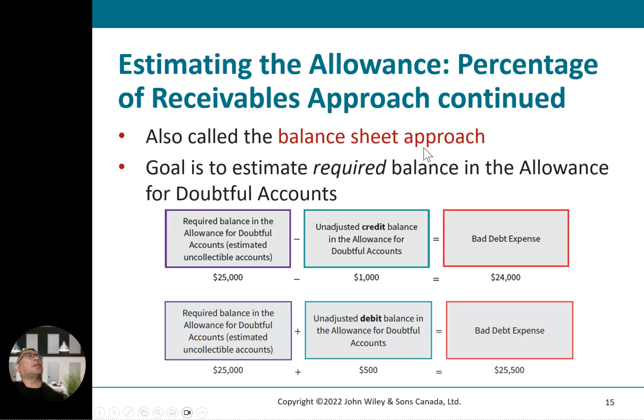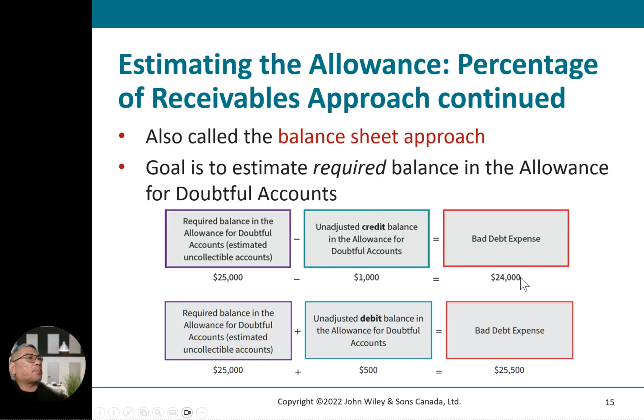Also called the balance sheet approach, okay? Estimating the allowance as a percentage of receivables is known as the balance sheet approach. The goal is to estimate the required balance in the allowance for doubtful accounts. How are you going to do that? The logic: the required balance in the allowance for doubtful accounts, the estimated uncollectible accounts, in this case 25,000, minus the unadjusted credit balance in the allowance for doubtful accounts, which is 1,000.